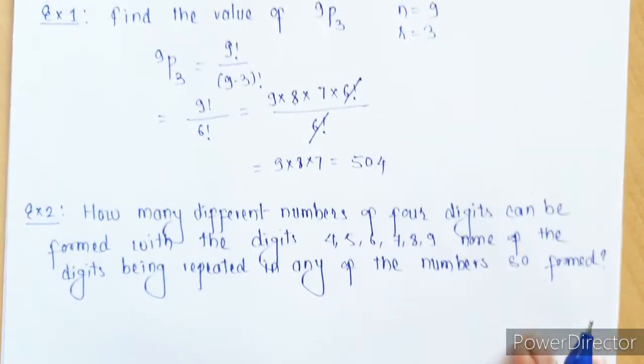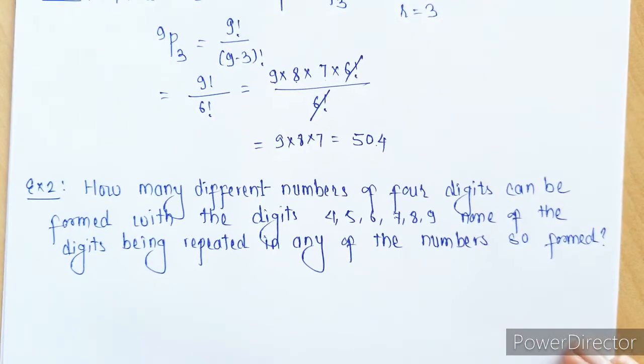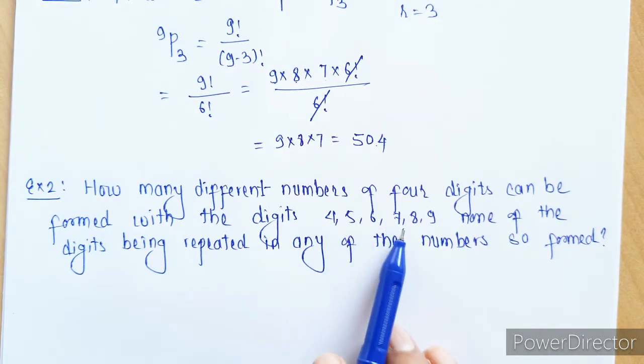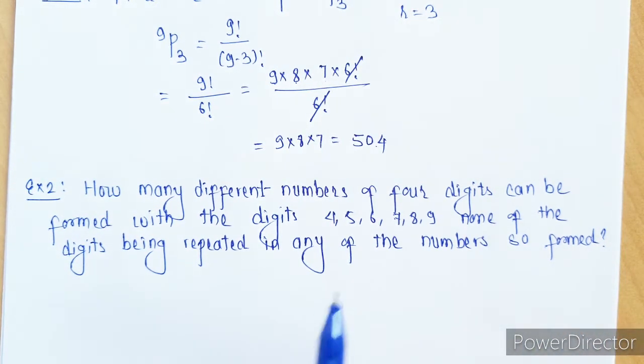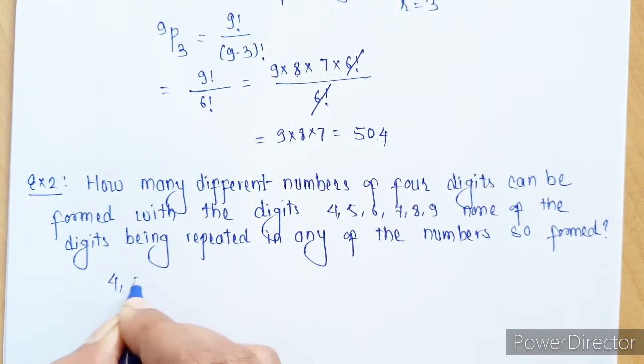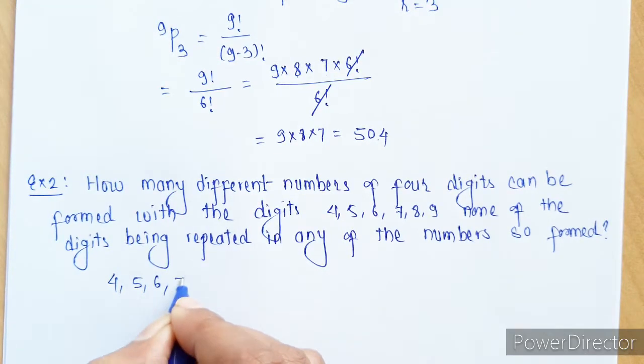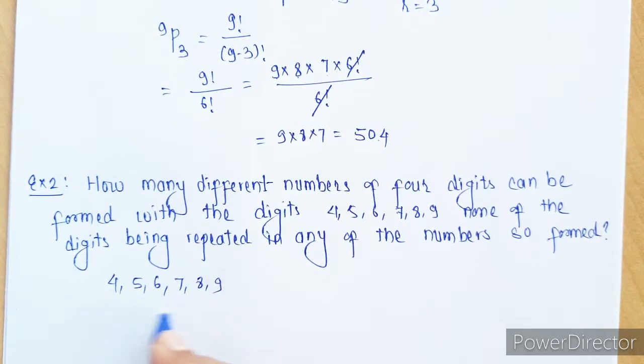Now next example: how many different numbers of 4 digits can be formed with the digits 4, 5, 6, 7, 8 and 9, none of the digits being repeated in any of the numbers so formed? So we need to form a 4-digit number, and we don't want to repeat any of these digits. Which digits are given? 4, 5, 6, 7, 8 and 9. So these are the 6 digits given and we have to form a 4-digit number. So we have to choose any 4 out of these 6 digits.